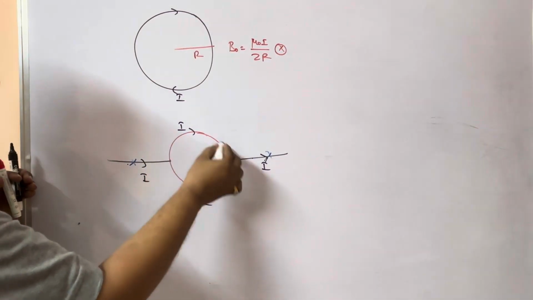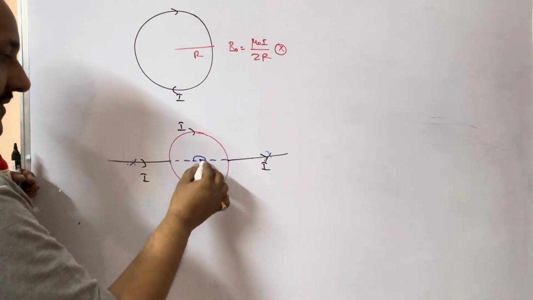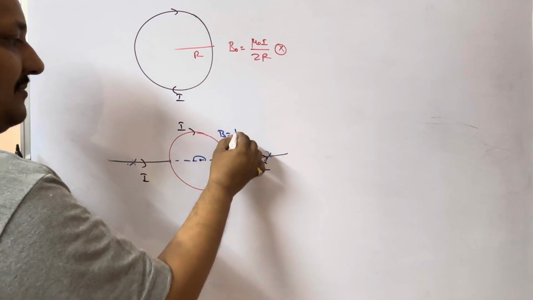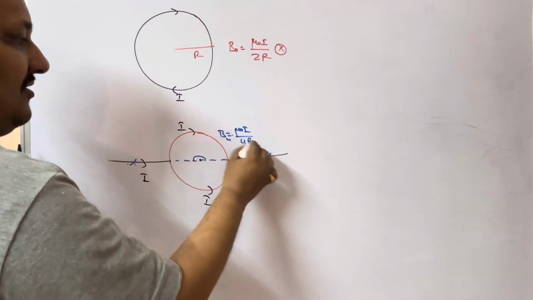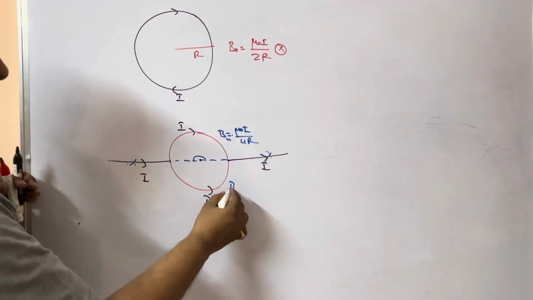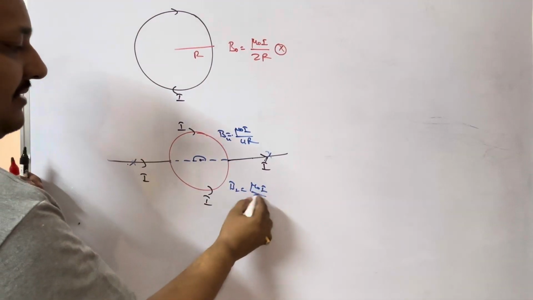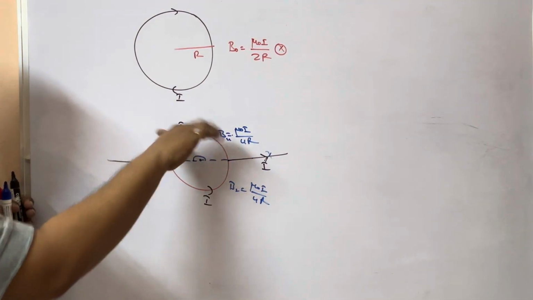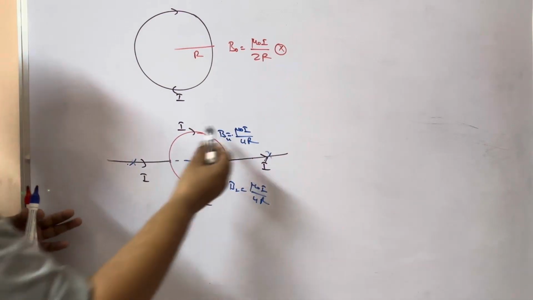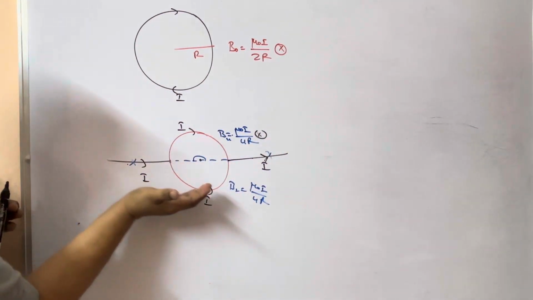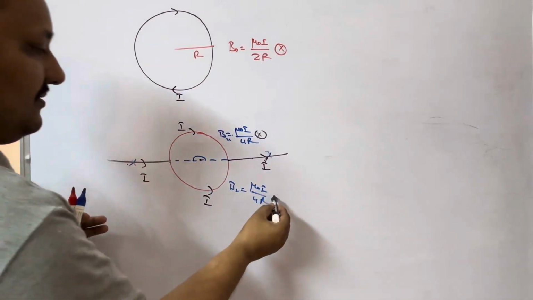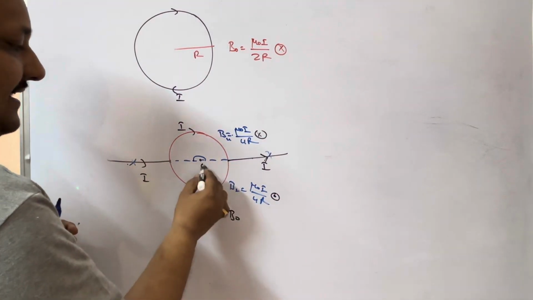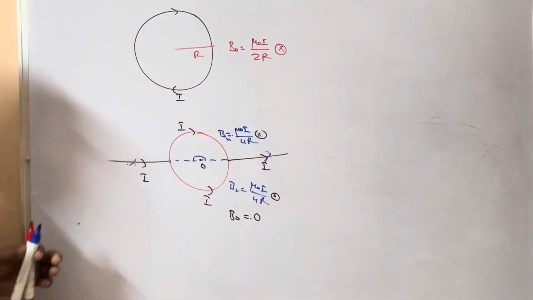Next, this is a semicircular arc. So this upper part, being a semicircular arc, gives mu naught I by 4R. This lower part also gives mu naught I by 4R. But this magnetic field is into the board, and this magnetic field is outside the board. Therefore, the resultant magnetic field at the center is going to be 0.